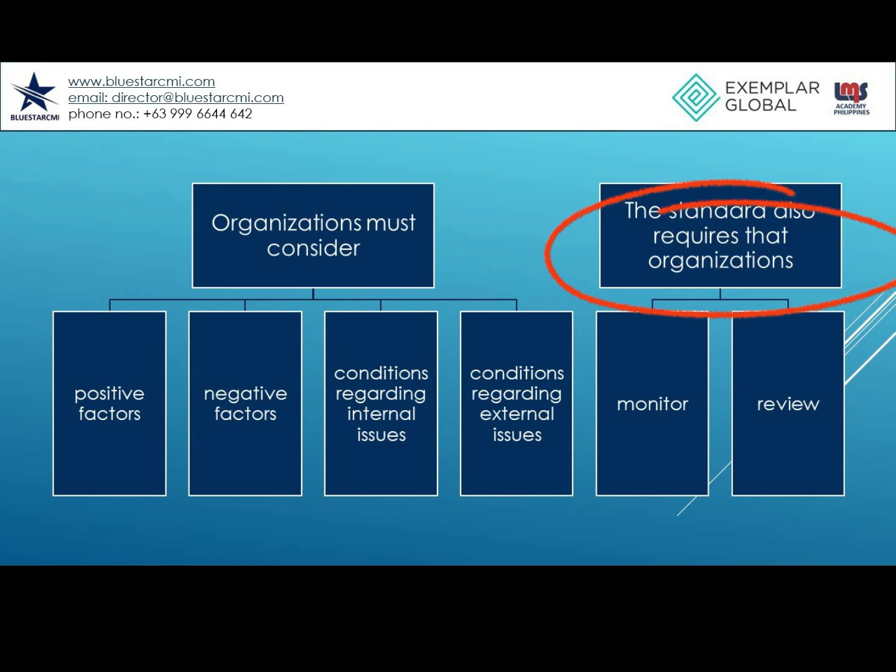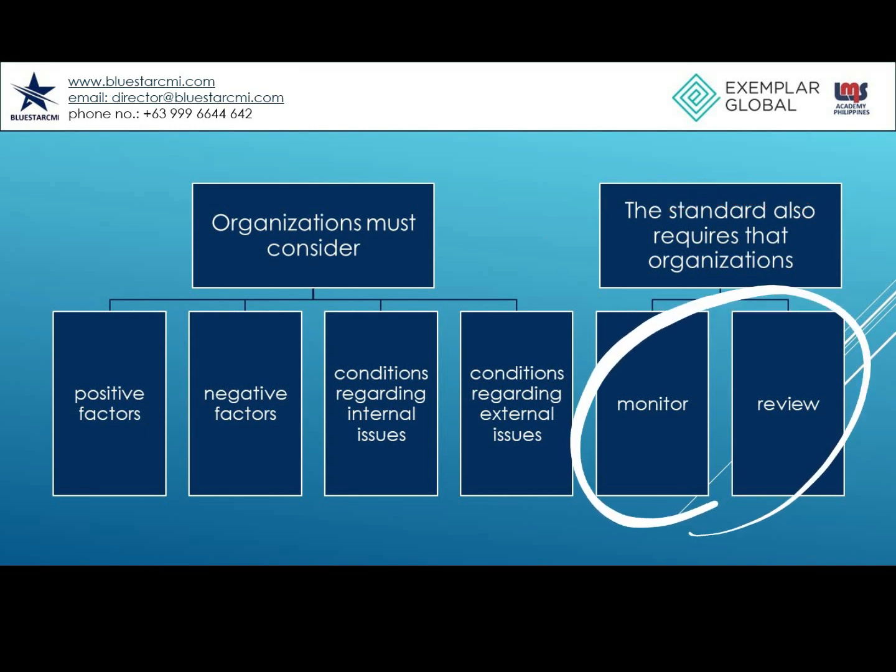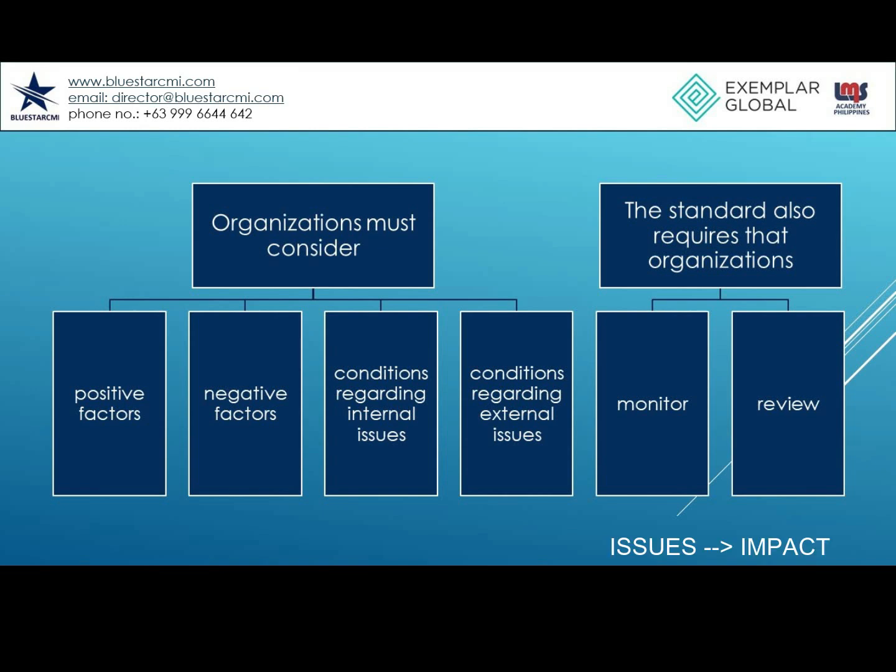The standard also requires that organizations monitor and review the information relating to its internal and external issues that may have an impact on the organization's ability to implement and maintain an effective quality management system, as well as achieve intended results.